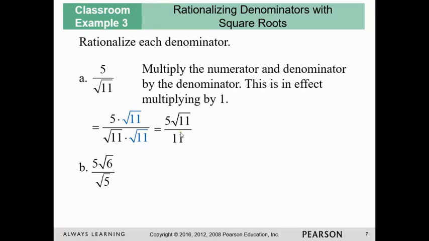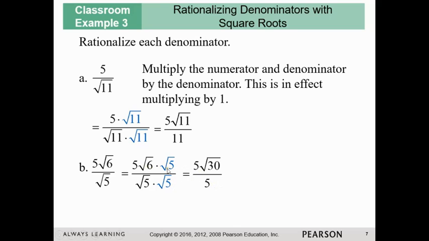So we'll look at the next one. We're going to multiply the numerator and denominator by what is in the denominator because we have a radical in the denominator. So we're multiplying the numerator and denominator by square root of 5. So what we end up with is 5 square roots of 30 over 5, because square root of 5 times square root of 5 is 5.